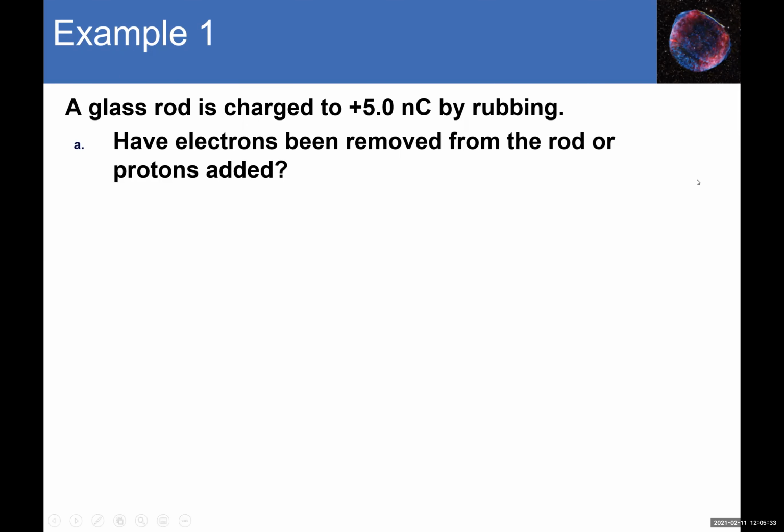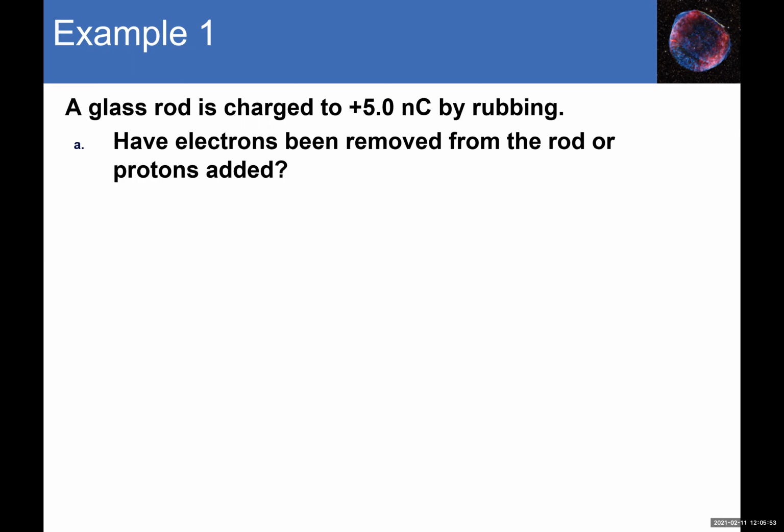All right, everyone. So let's continue here. We have an example. It says you take a glass rod that is charged to plus 5 nanocoulomb by rubbing. What we want to know here is, have electrons been removed from the rod or protons added?